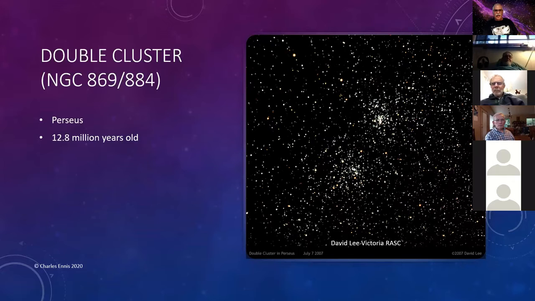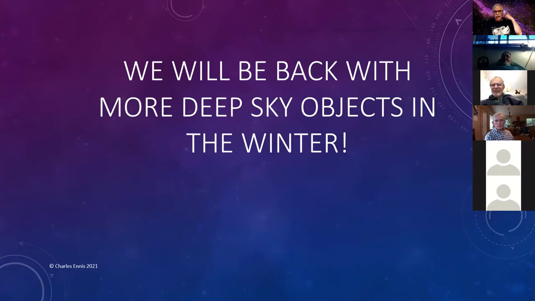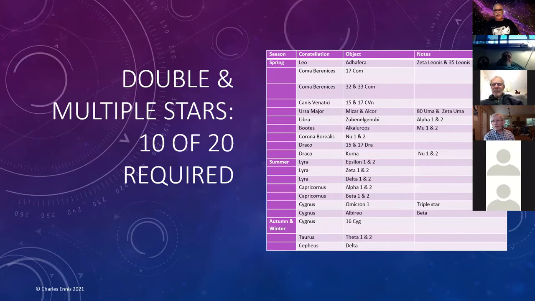So about 12.5 million years old. It's about 300 blue-white supergiant stars in each of the clusters, and they're both approaching Earth at about 39 kilometers per second. So they're getting bigger and easier to see all the time as well. About 7,500 light years away. And we will be back with more deep sky objects in the winter. The autumn was just shorter than the rest.